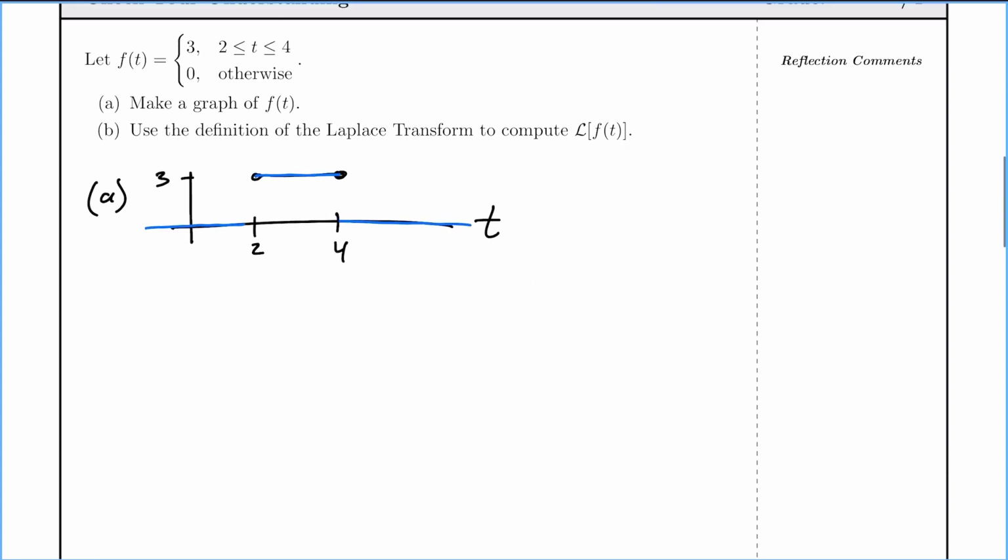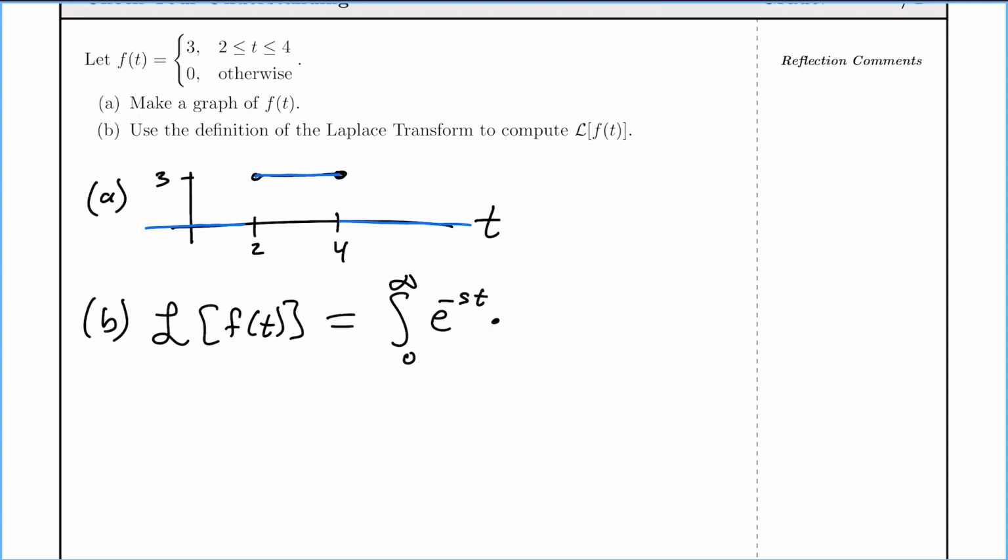And then for part B, they've asked us to compute the Laplace transform of that function. Well, the Laplace transform is the integral from 0 to infinity of e to the minus st times my function f of t dt.